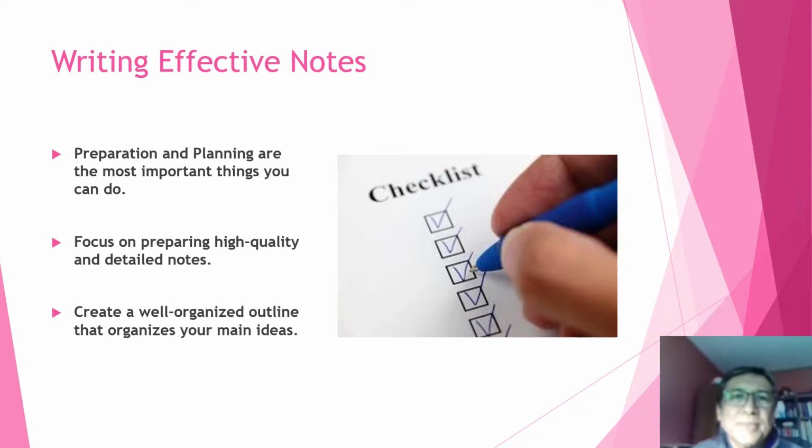First of all, in writing a research paper, preparation and planning are the most important things you can do in order to be successful. That is why note-taking and outline writing are essential, and you should spend a fair amount of time doing this. In fact, almost as much time as you actually spend writing a rough draft of the paper.